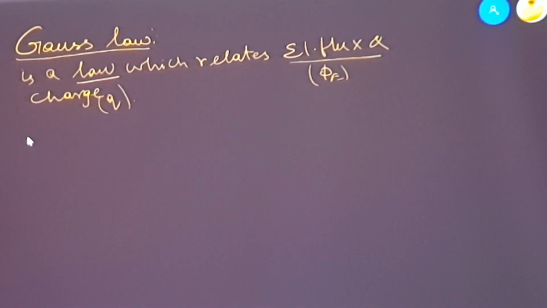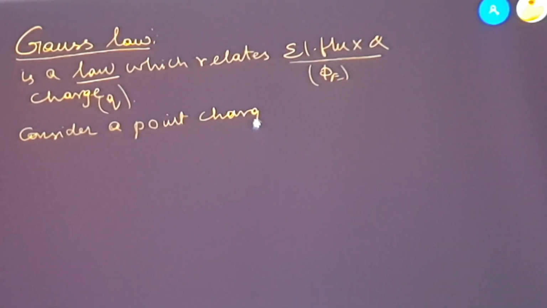In order to get this law, you consider a point charge. Let us consider that point charge as Q. I am representing it in a diagram. I am taking a point charge, and that point charge is taken to be plus Q. When a charge is taken, around it you have an electrical field. The electrical lines of force are acting radially outwards.